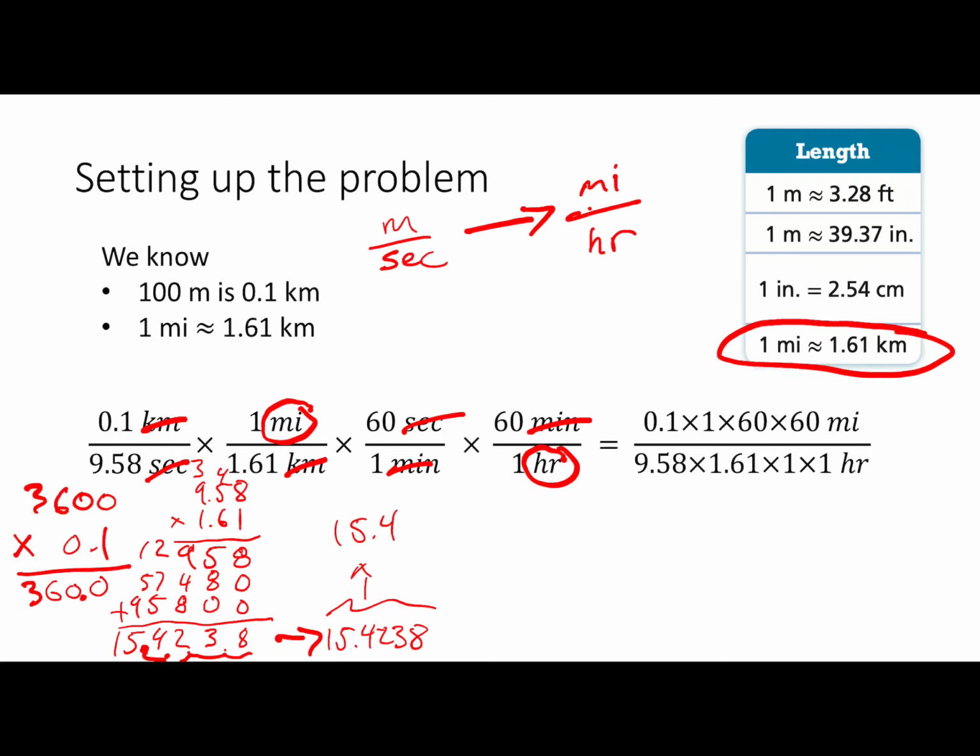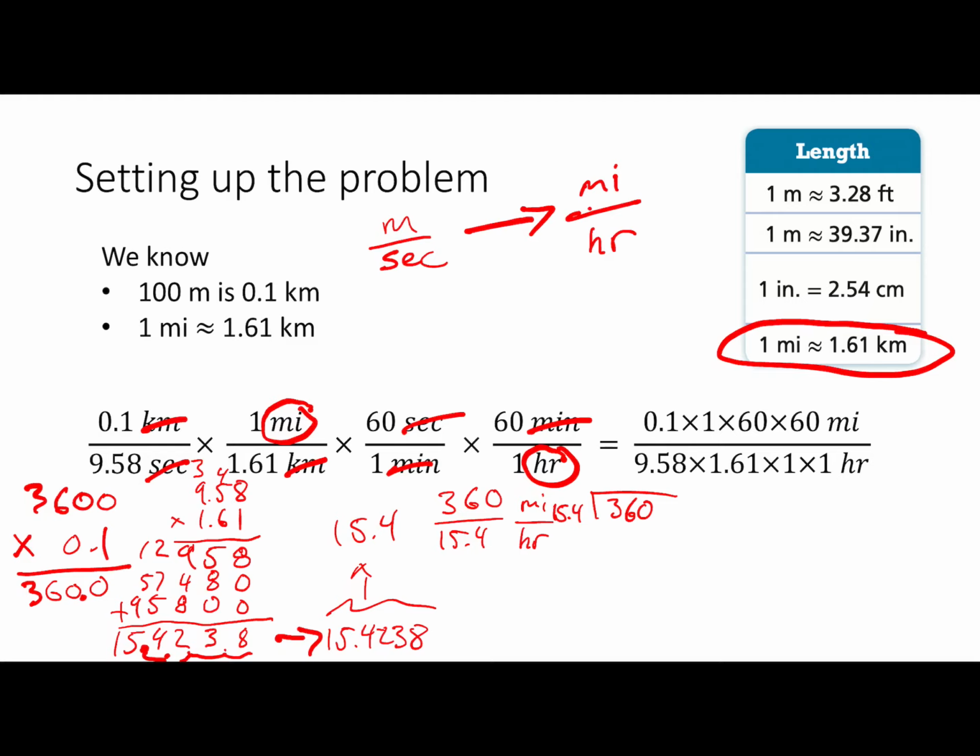Now, we're just going to go ahead and say that's really close to 15.4. If we were doing this on a calculator, we could go with all those digits if we want. But we're doing this by hand, so we're just going to make it a little easier on ourselves and go ahead and round to the tenths. We'd probably round there in the end anyways, so let's go ahead and do that now. And we have 360 over 15.4 miles per hour.